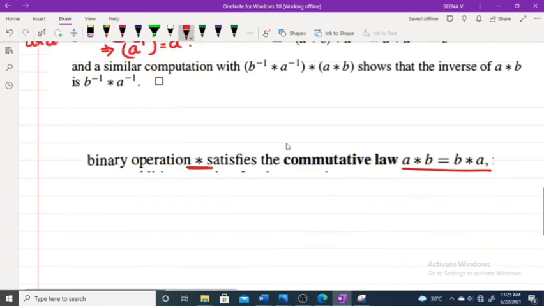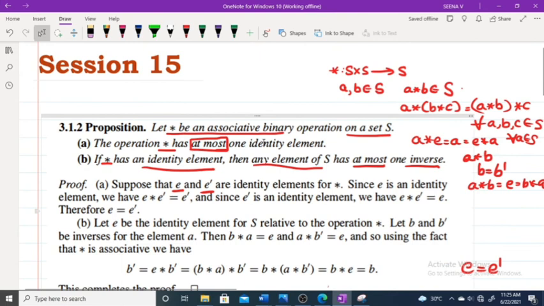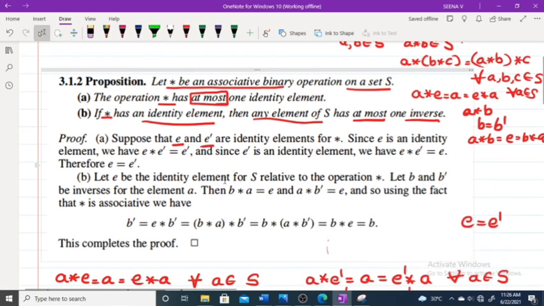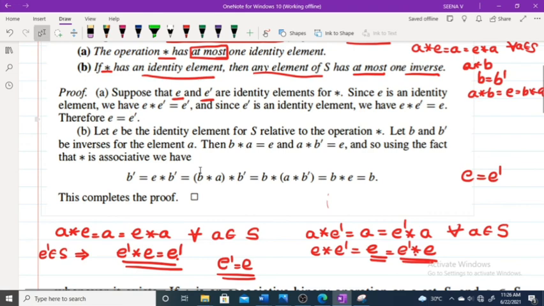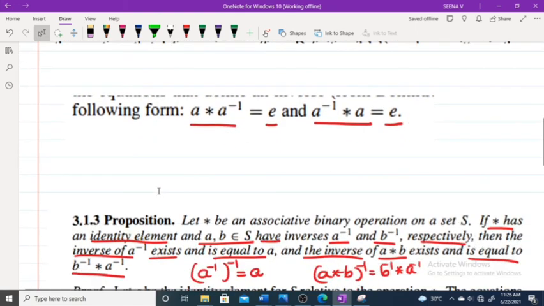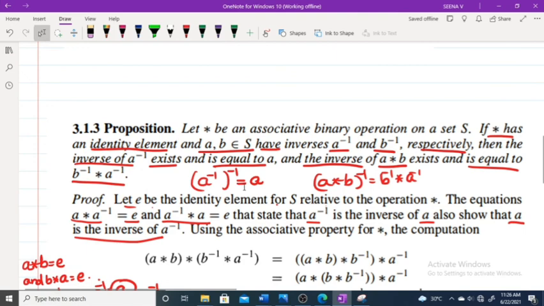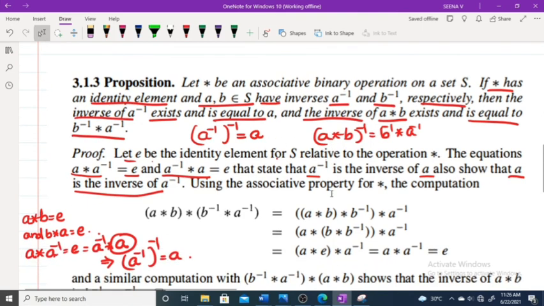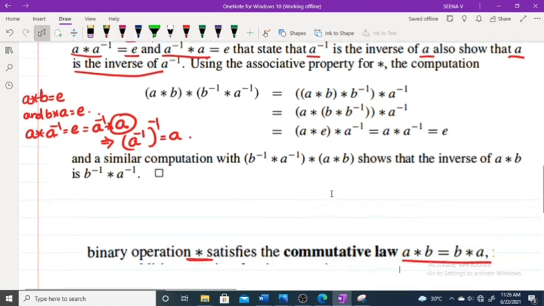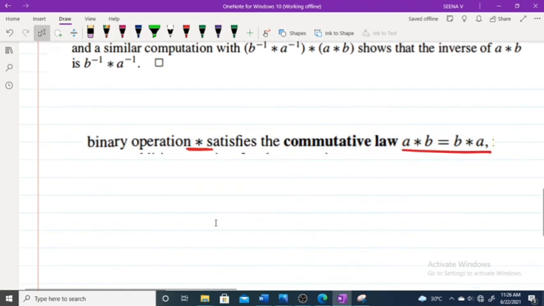So just to revise what we have discussed in this class, we have proved the operation star has at most one identity element. That means the identity element, if it exists, is unique. The next one is that the inverse, if it exists, is unique. The third one, the inverse of A inverse is A. And the fourth one, the inverse of A star B equals B inverse star A inverse. And the binary operation star is commutative, or star satisfies the commutative law, if A star B equal to B star A for every A, B belongs to S. That's all for this section.